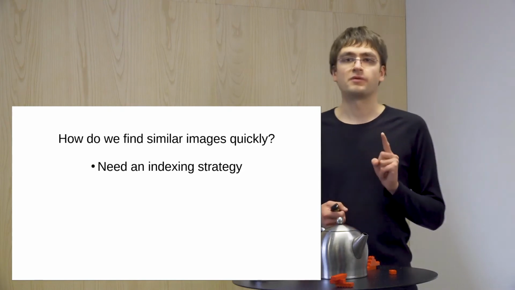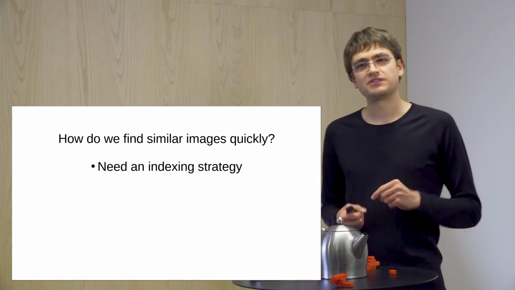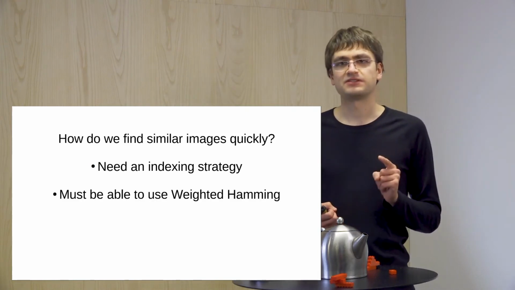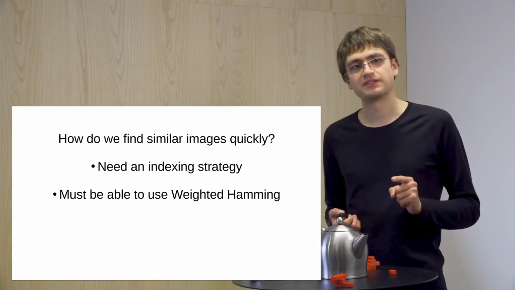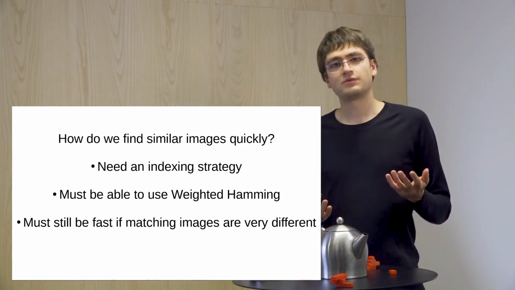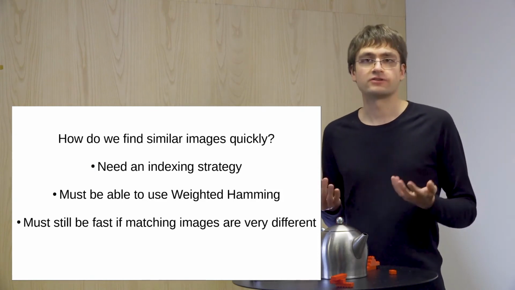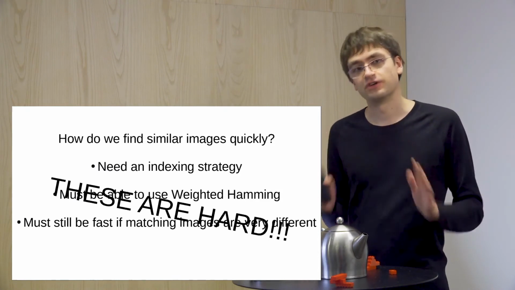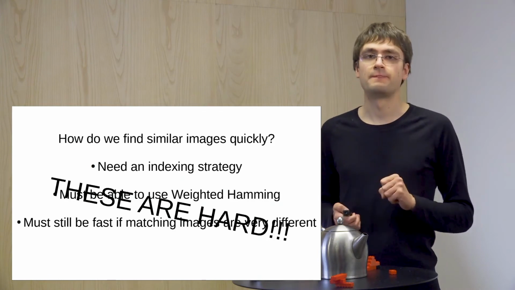So now back to our problem. We want to find images similar to the ones we are looking for. We've already established that we want to use the weighted Hamming distance for that, and third, we want to be able to find them quickly regardless of what the image contains. As it turns out, this is not easy. Let me show you why.